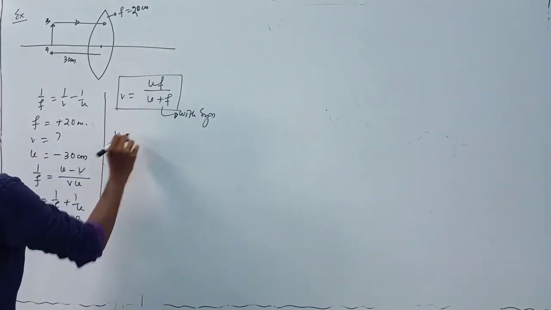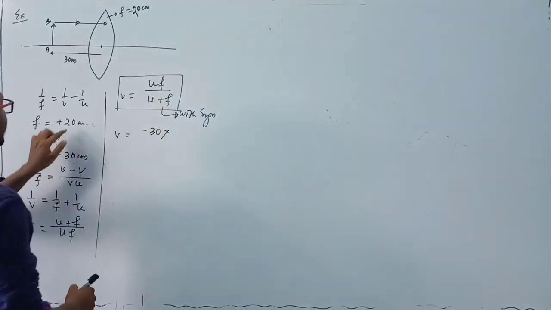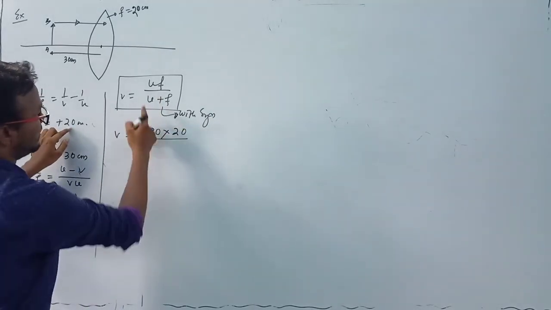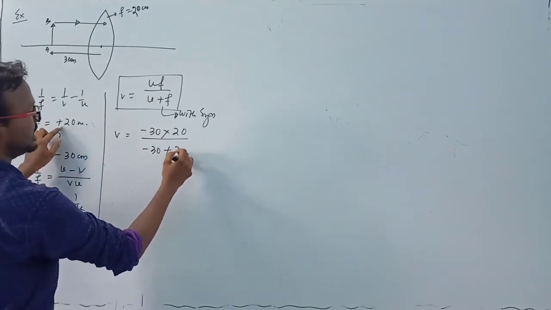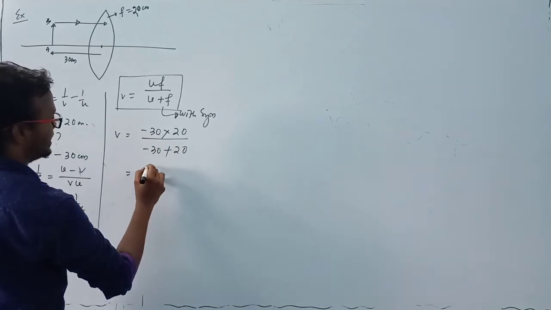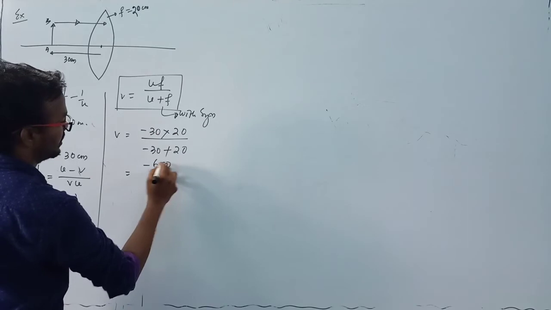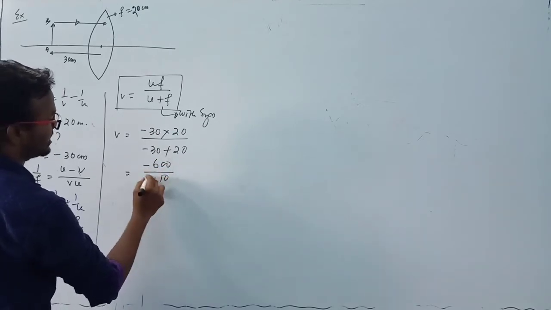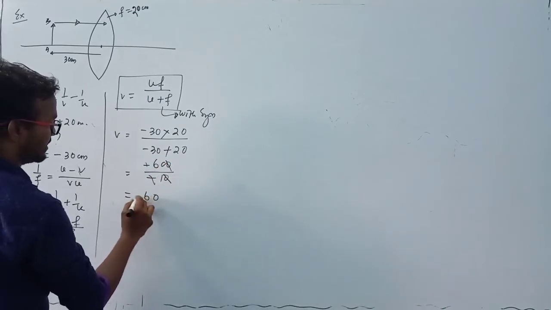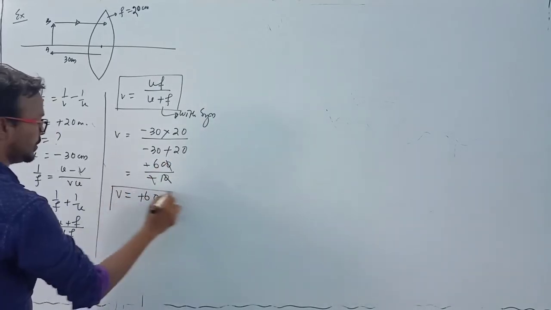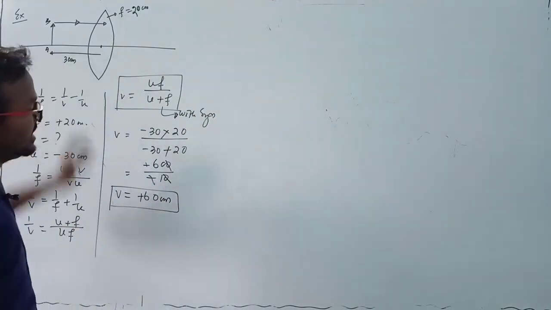So here we have to find v equal to uf divided by u plus f. Here u is minus 30 centimeter into f is 20 centimeter, divided by u plus f, that is minus 30 plus 20, which is equal to minus 600 divided by minus 10. The minus signs cancel, and that is 60 centimeter. So this is the final image distance of an object placed 30 centimeter away.